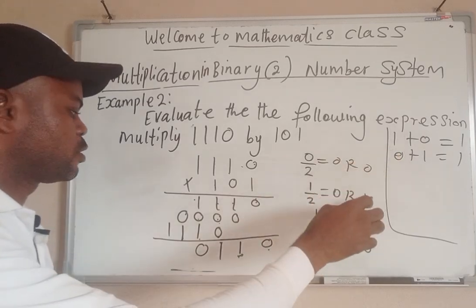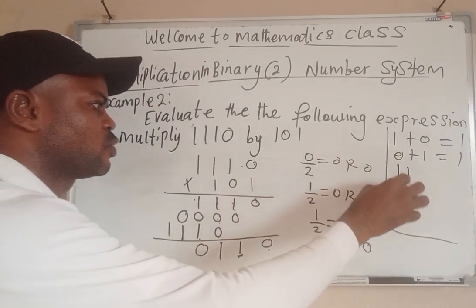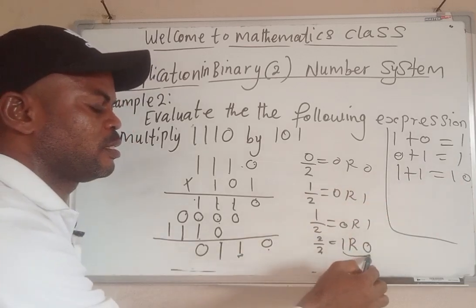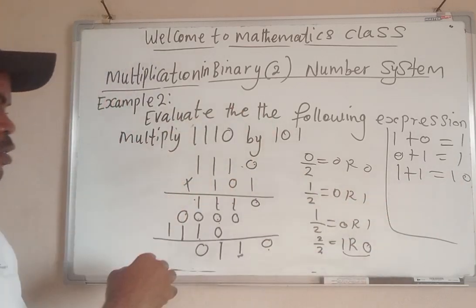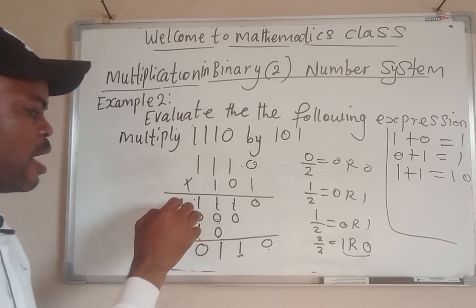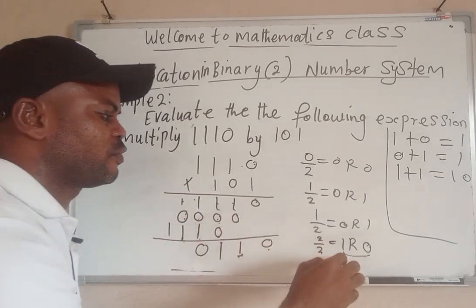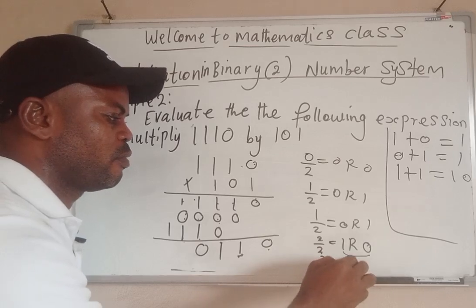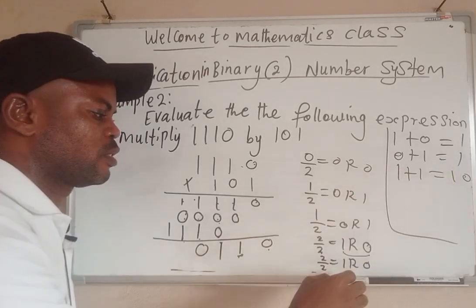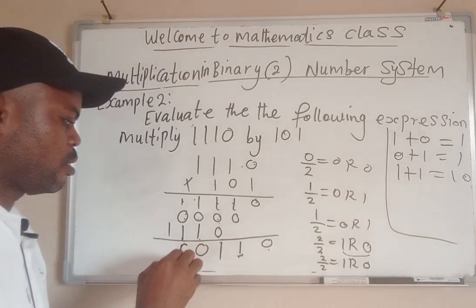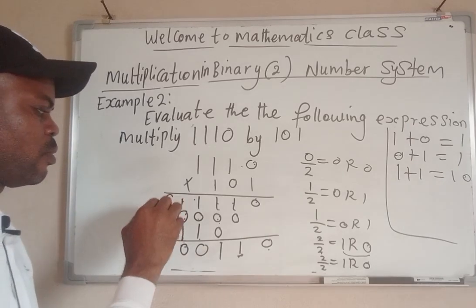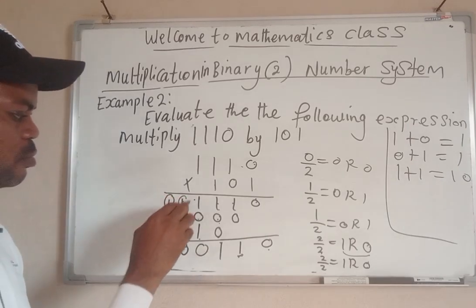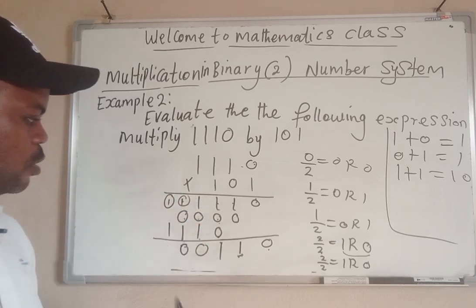Or from the carrying system where you have 1 plus 1 gives you 10. So the same thing, 10. Write down the 0 first, carry the 1 over to the next line. Bring the 1 here. So when you add 1 plus 0 plus 1 gives you 2 divided by 2 again gives you 1, remainder 0. Or 1 plus 1 gives you 10. So now write the 0, carry the 1 over. The same thing is applicable.